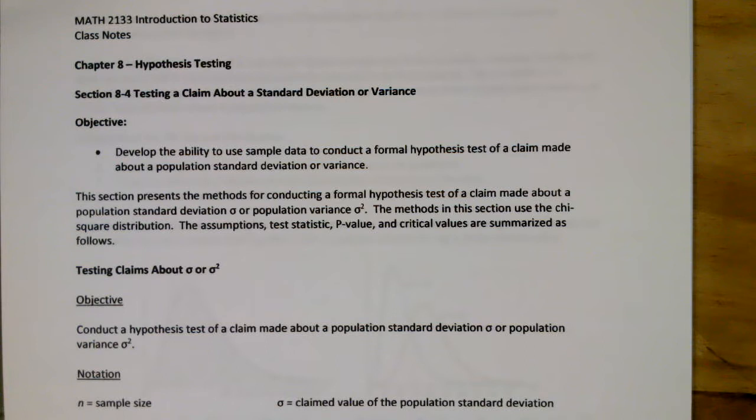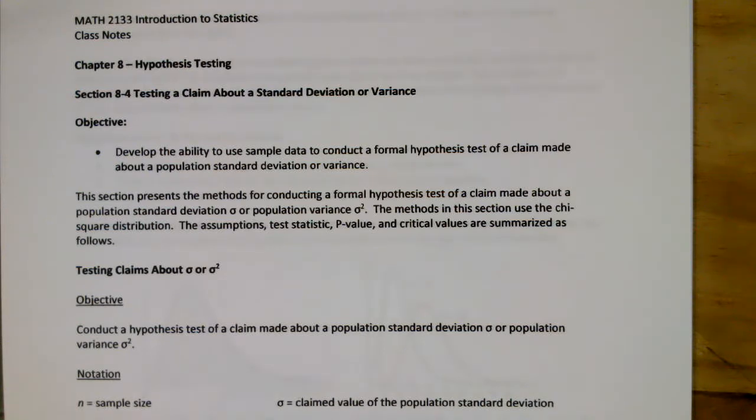And in this section, we're going to use sample data to conduct a formal hypothesis test of a claim made about a population standard deviation or variance. So what we're going to look at is just some methods for conducting a formal hypothesis test of a claim made about a population standard deviation, sigma, or population variance, sigma squared. And the methods that we'll be using will be the chi-square distribution.